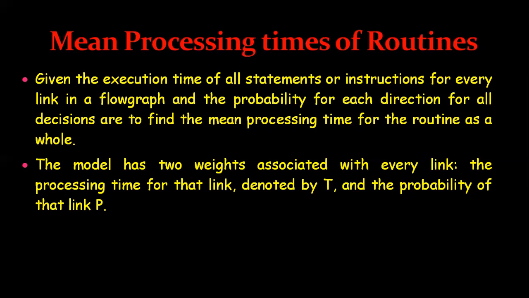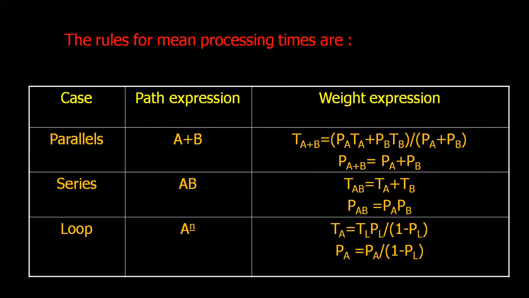So here for calculating the mean time, the arithmetic rules we follow are: for the parallel path expression A plus B, TA plus TB will be equal to PA TA plus PB TB by PA plus PB, whereas the probability of A plus B will always be PA plus PB. PAB will be PA into PB. So in series, TAB is equal to TA plus TB. For a loop, TA will be equal to TL PL by 1 minus PL. So using this rule, we calculate the mean time.